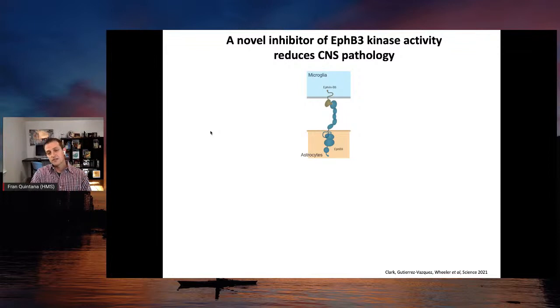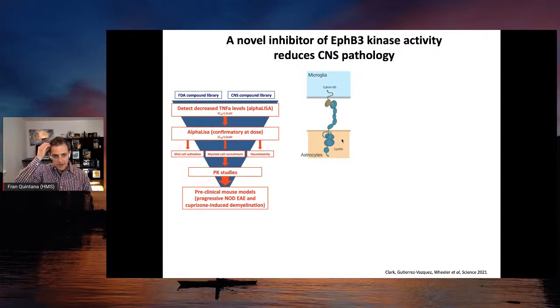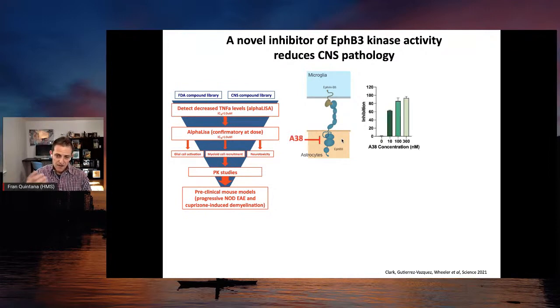The last point we wanted to address was whether we could target this pathway therapeutically. And for that, we exploited the fact that, as I mentioned, this intracellular domain of EphB3 is actually characterized and involves a tyrosine kinase domain. So we screened a library of small molecules which are actually CNS permeable. And our studies identified a small molecule, an inhibitor of this tyrosine kinase activity, which we named A38.